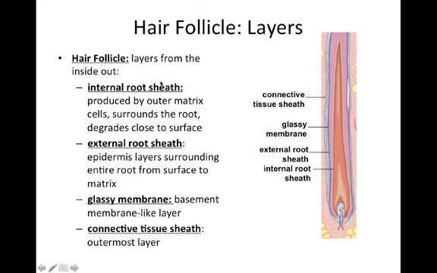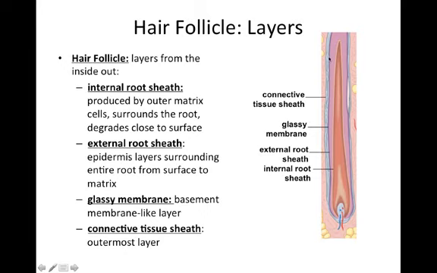The layers of the hair follicle from the inside out start here where the hair itself ends. So this brown structure here is all hair, and then this first lighter brown layer is the internal root sheath. This is produced by the matrix cells that are dividing and surrounds the root and will degrade as the hair gets closer to the skin surface. The external root sheath is this lighter purple color diagrammed here. It's made up of epidermis layers surrounding the entire root from the root of the hair all the way to the surface.